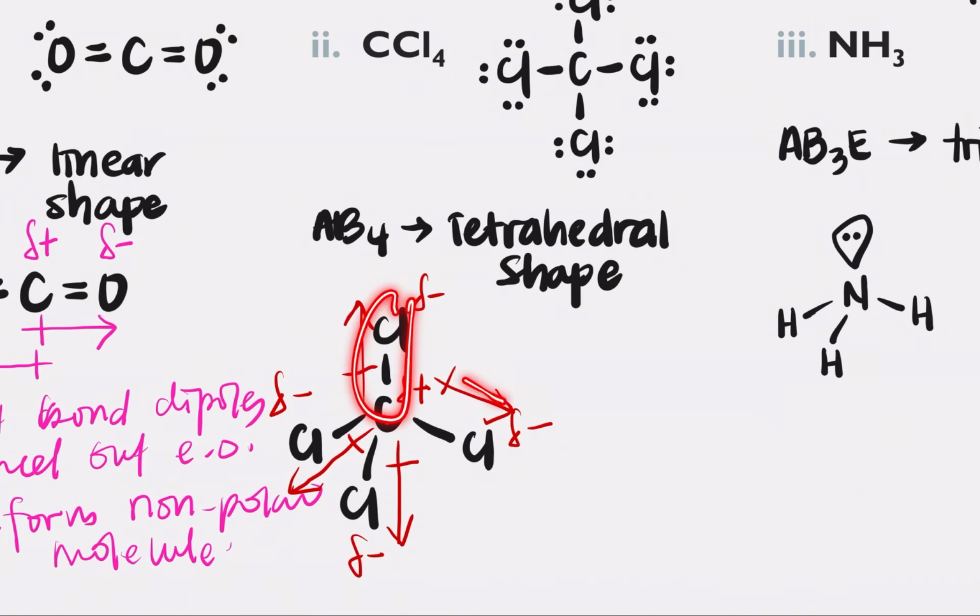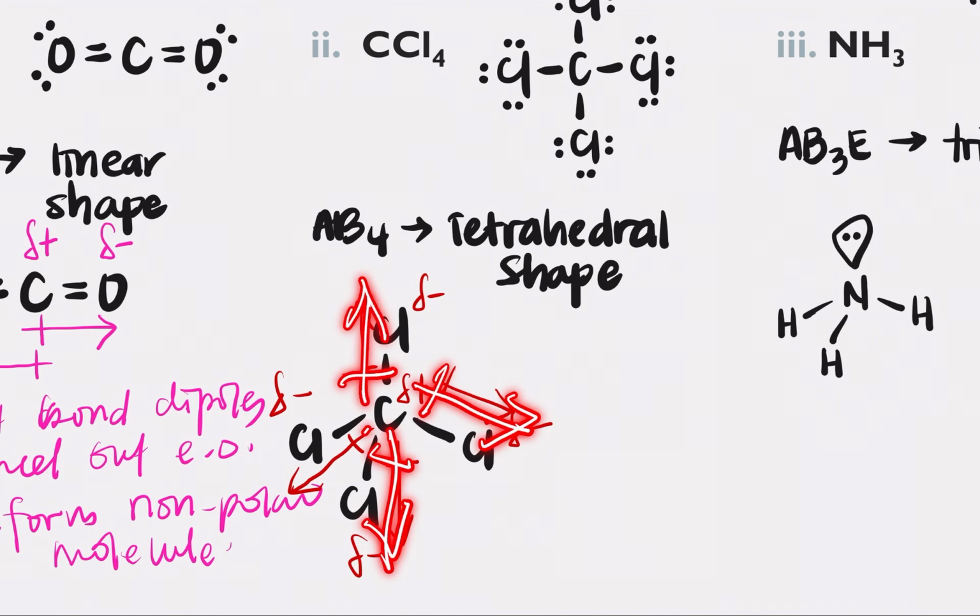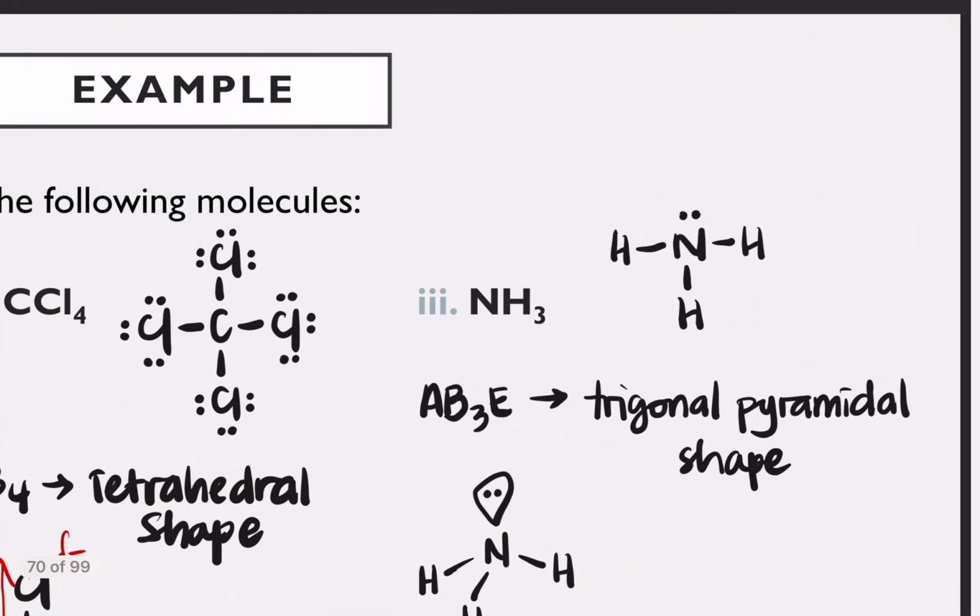So these bonds are polar. Okay, semua polar bonds. Tapi because the shape is tetrahedral, your arrows are all pulling out from carbon, okay, pointing towards chlorine. So you can imagine that the force is cancelled out by each other. Alright, so therefore mu is equal to 0 and so on.